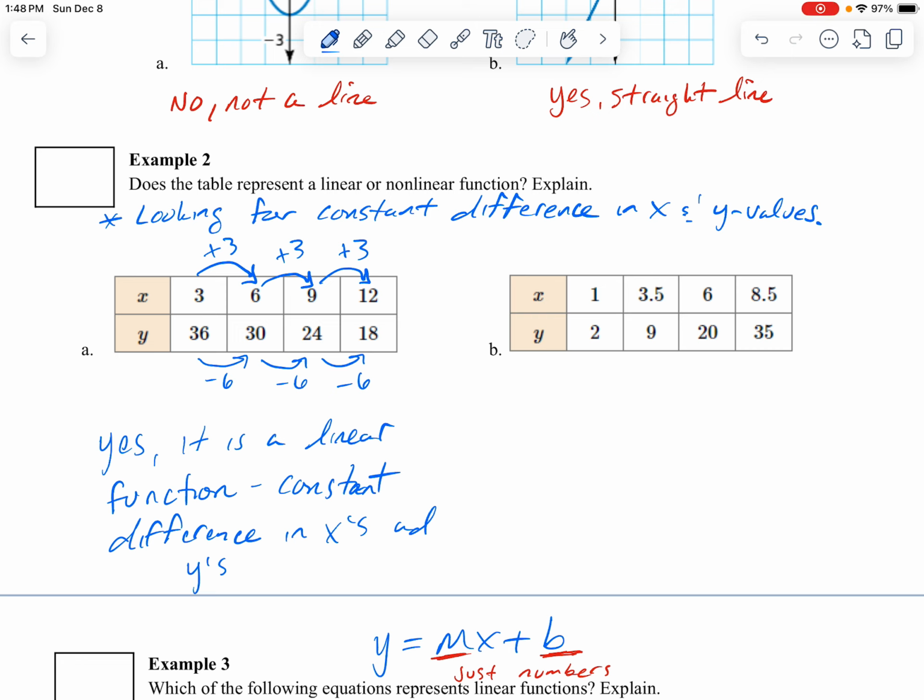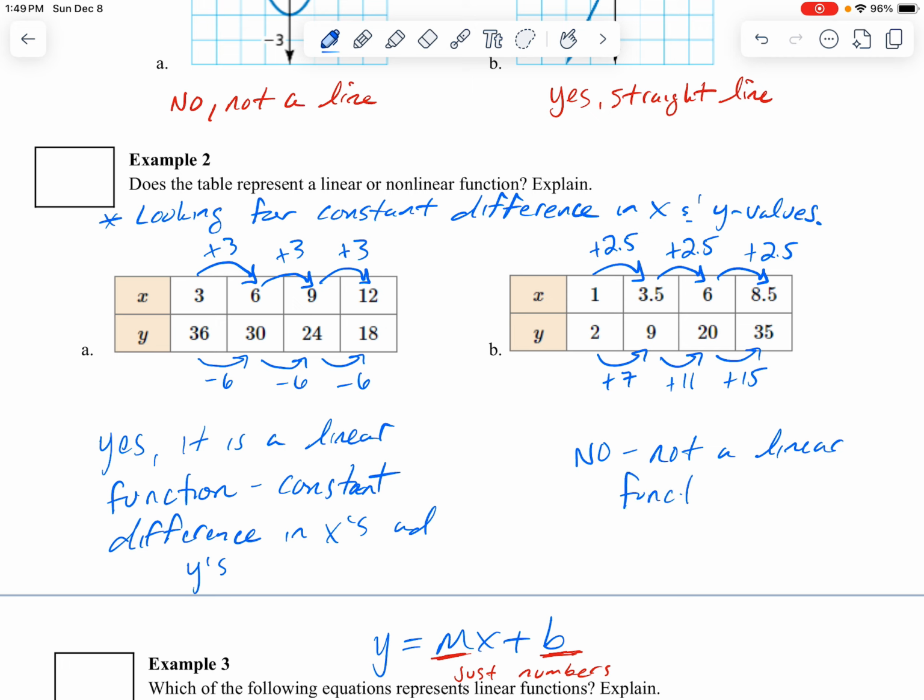So let's look at the next one. 1 to 3.5, that's going to be plus 2.5. 3.5 to 6, again, plus 2.5, looking good. Plus 2.5. What happens when we go to the y values? 2 to 9, plus 7. 9 to 20, plus 11. Plus 15. Okay, so it's constant for the x values, but not for the y values. No, this is not a linear function. It has to be a constant difference for both x's and y's.